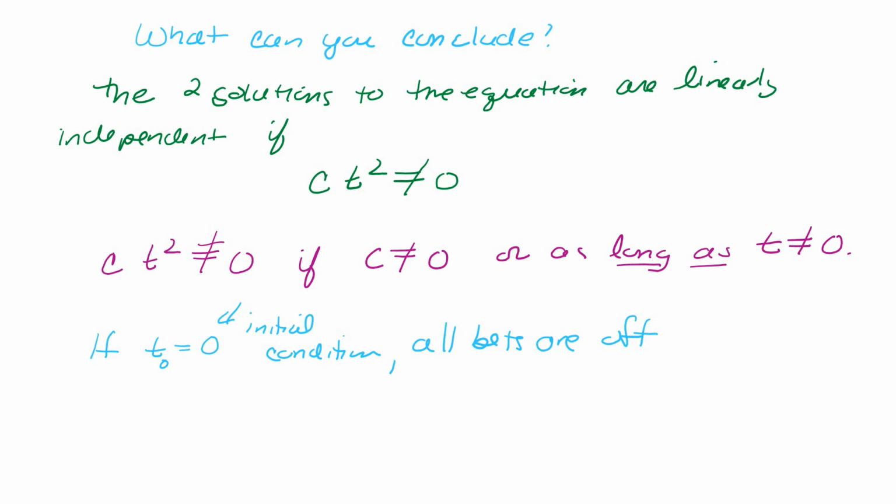So what that means is if your initial condition starts at 0, all bets are off. I made a lot of assumptions about t not being 0. So you might not have uniqueness of solutions. You might have a hot mess. You've already seen that.